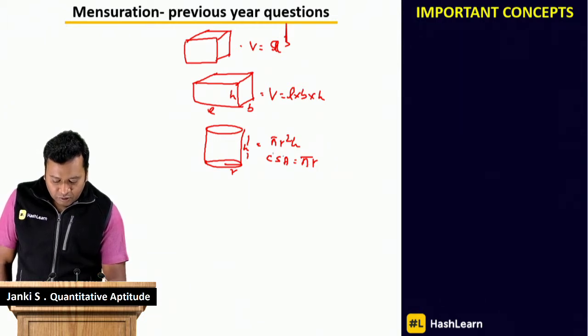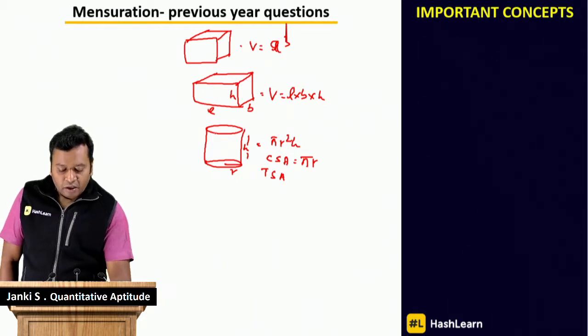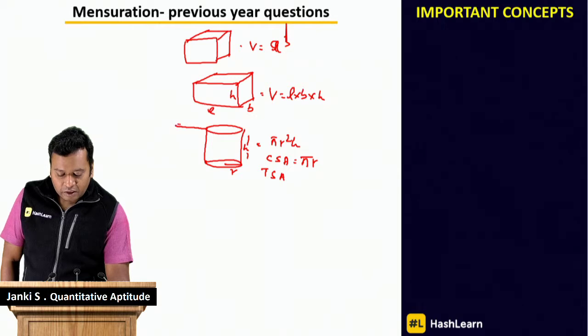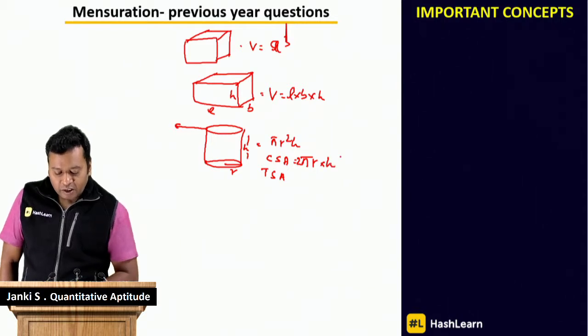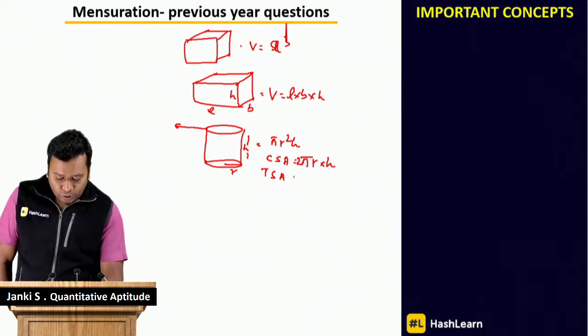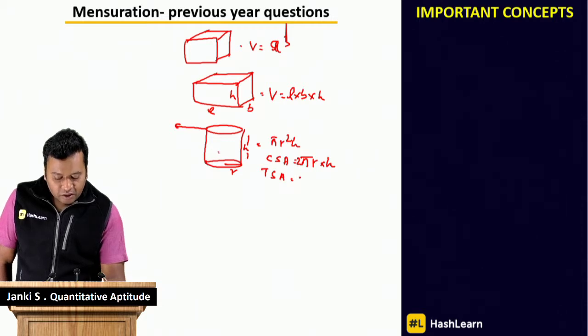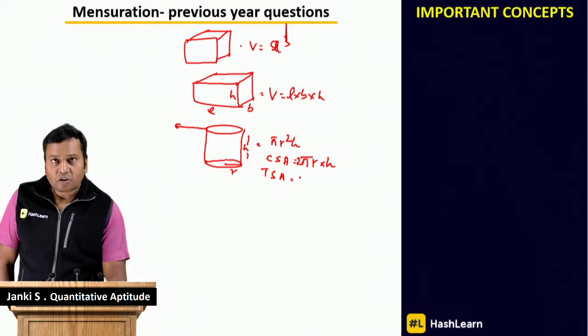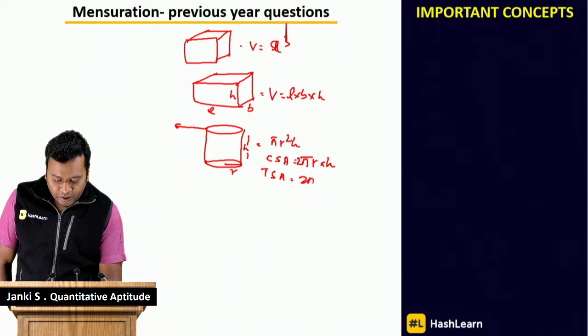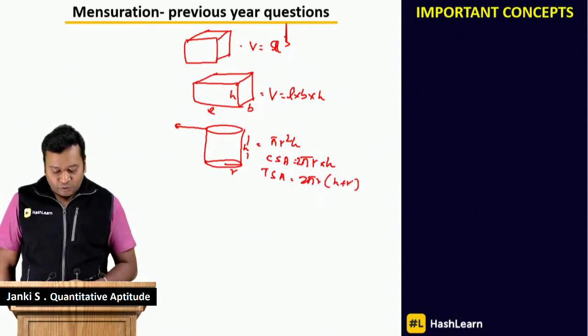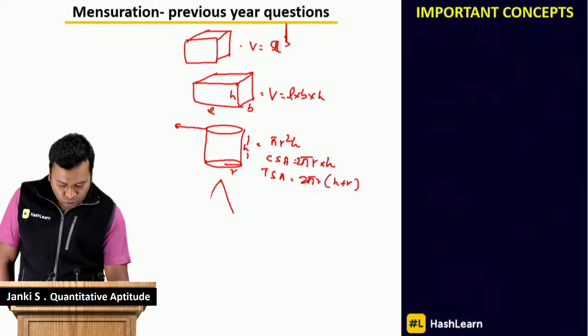Sorry, there are two things: curved surface area and total surface area. What is the curved surface area? This is the circumference, and if we open it out, it is 2 pi r, right. And height is its other dimension, so it becomes 2 pi r h. Total surface area is curved surface area plus area of the top as well as bottom, so 2 pi r into h plus r is my value.